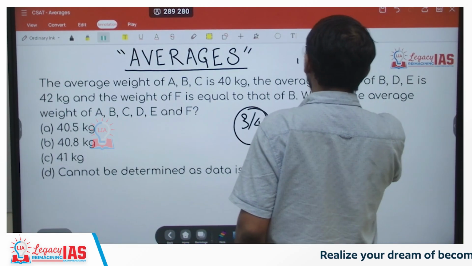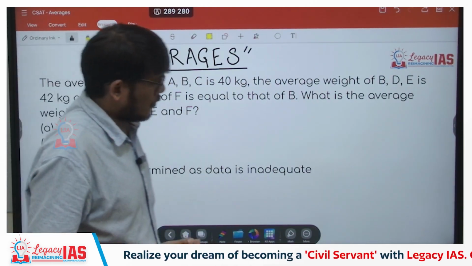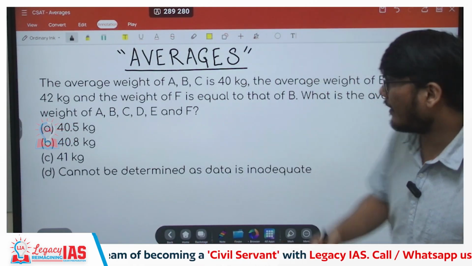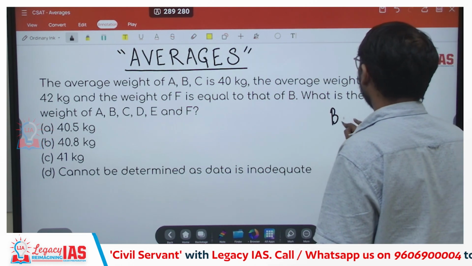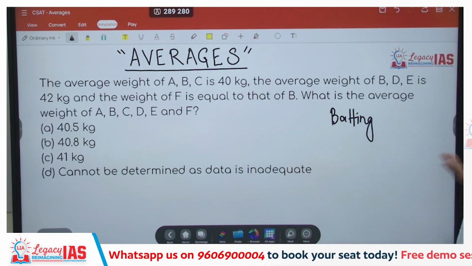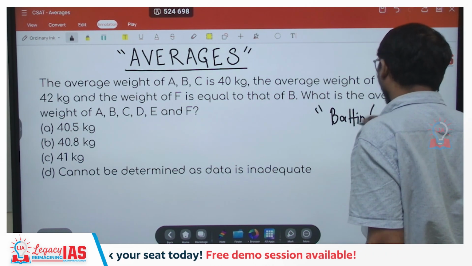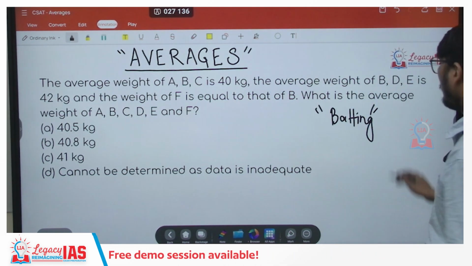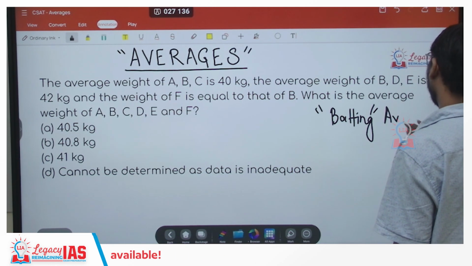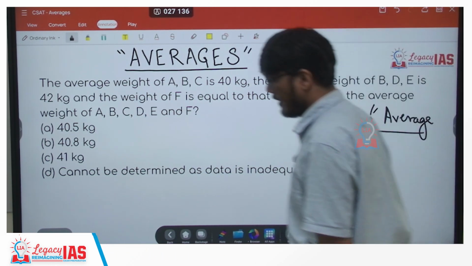So what do we mean by averages? You might have seen cricket. In cricket there is a batting average. Bowling average is also there, but let's not go into that. It's not that common. The batting average is more talked about than the bowling average. Now what does batting average mean in cricket?